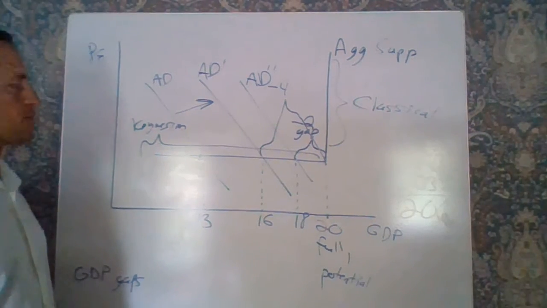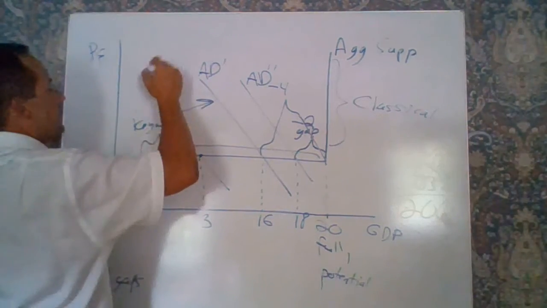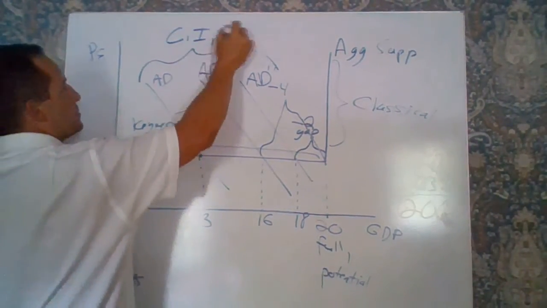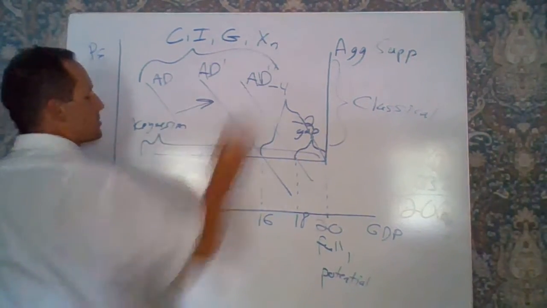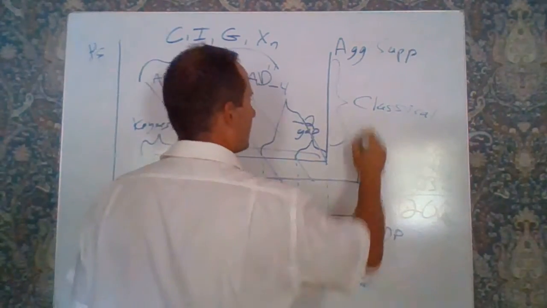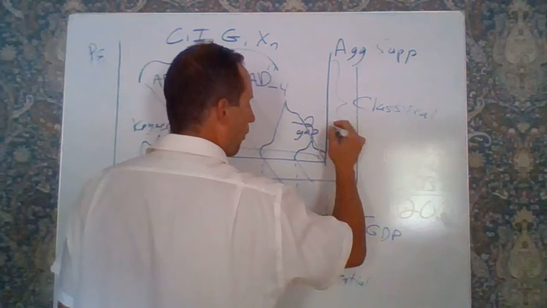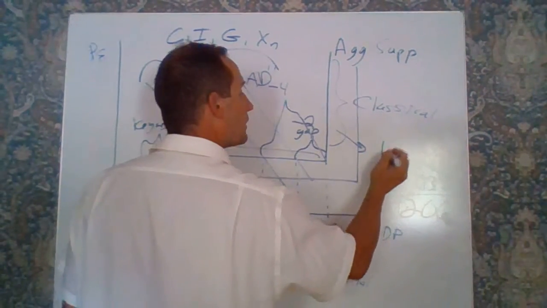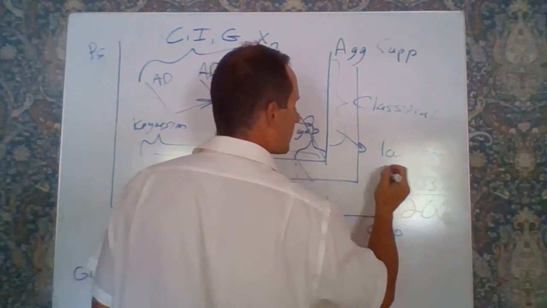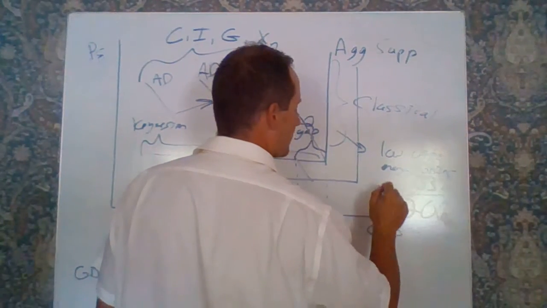Moving aggregate supply. Before talking about that, I will just say that the things that vary aggregate demand are consumption, investment, government spending, and net exports. But what could cause aggregate supply to move? Aggregate supply can move, or expand, because of lower wage and energy prices and productivity gains.